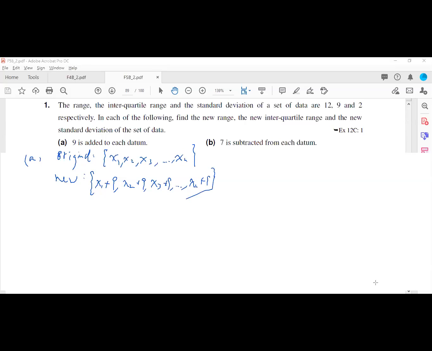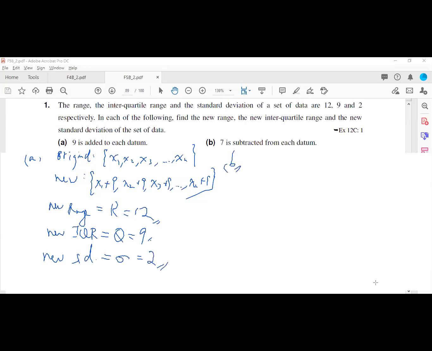OK？ 好啦，但係今次咧，我哋加咗9之後咧，記住我哋對個 range 對個差異係冇影響嘅，得唔得？即係佢哋之間相差幾多呢一樣嘢咧？一樣嘢個差異咧冇影響嘅，係嘛？所以呢個 new range is equal to the original range. That is 12. New interquartile range is equal to the original interquartile range. So that is equal to 9. And then the new standard deviation is equal to the original standard deviation. That is equal to 2. Okay? No change at all.